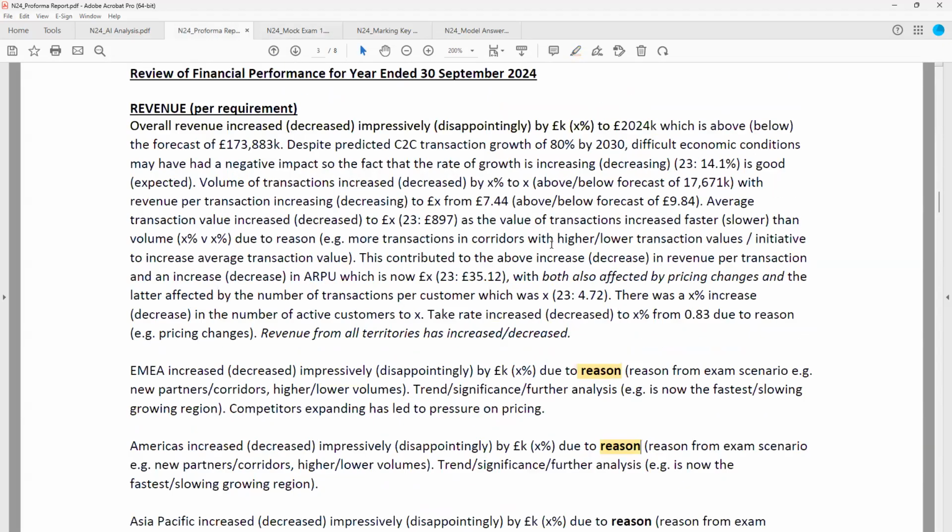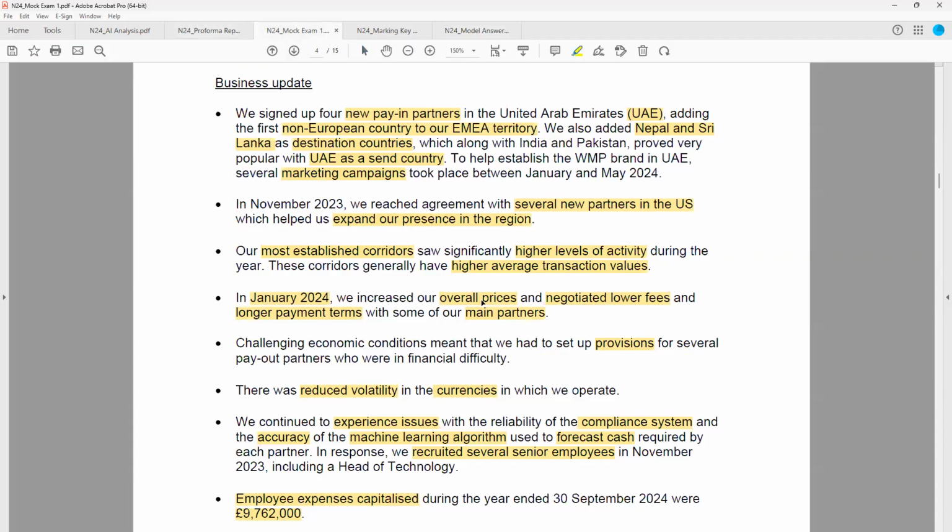As we said, we could scribble those in there, where we've got a point in here about the average transaction value. Here we've got a reason for this here. So more transactions in corridors with higher transaction values, which is why that is going up. Increase in overall prices would be increasing revenue per transaction, and also higher transaction values will be increasing revenue per transaction, and that will also be increasing the take rate as well.